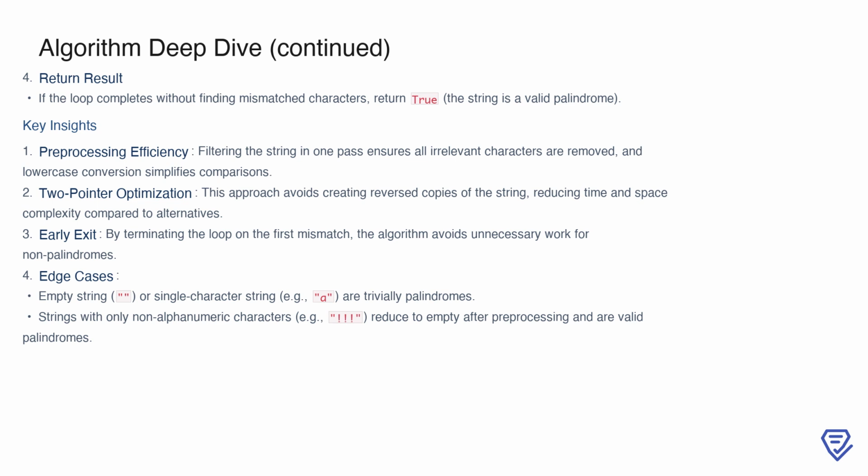However, if all character pairs match, the loop finishes without issue, and we return true because the string is indeed a valid palindrome. This approach is efficient, as the algorithm stops as soon as a mismatch is detected, avoiding unnecessary comparisons. Additionally, edge cases like an empty string, single character strings, or strings containing only non-alphanumeric characters are inherently handled. They are always considered valid palindromes after pre-processing.